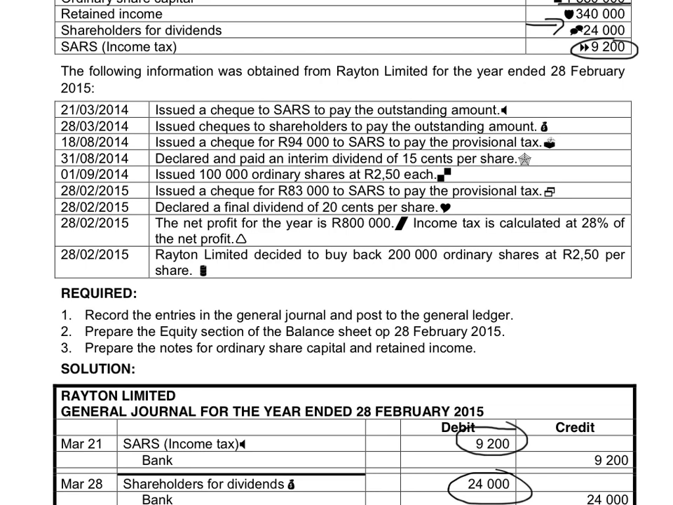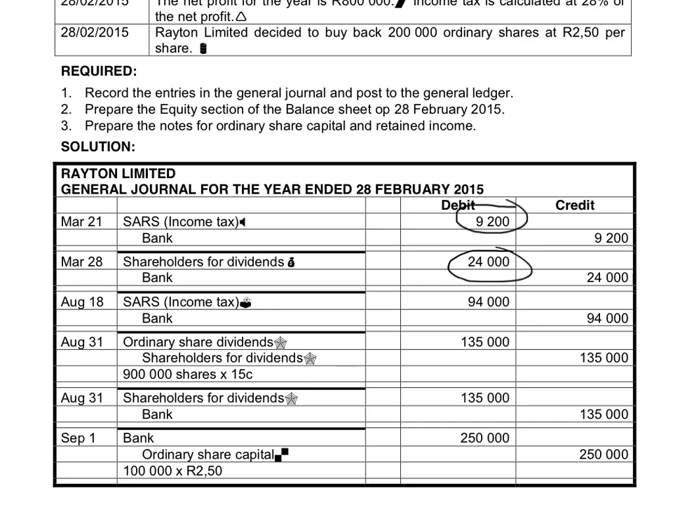Okay, on the 18th of August, issue a cheque for 94,000 as provisional tax payment. That means that the business did a small income statement in the middle of the year and determined how much profit they made in the first 6 months. Calculate the profit with 28% and decided that they must pay 94,000 to SARS for provisional payment. So the bank is credited with 94,000, and the SARS account will be debited with 94,000. You will not debit the income tax account.